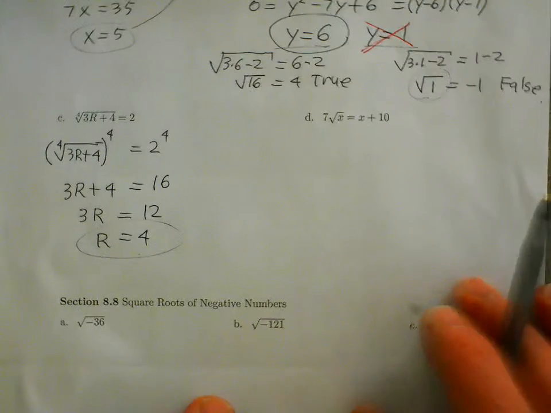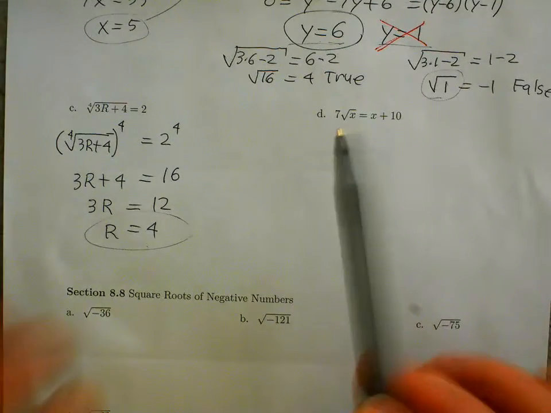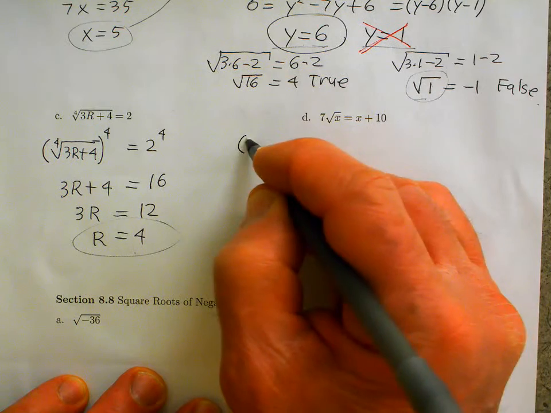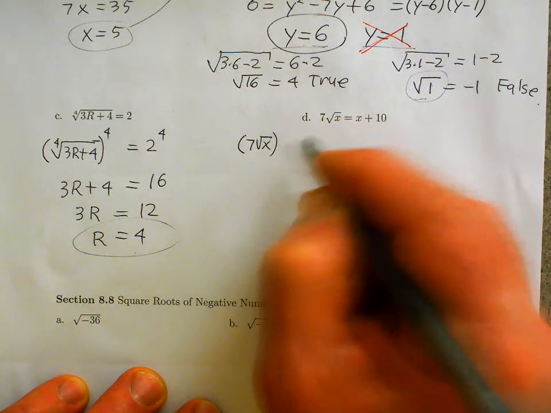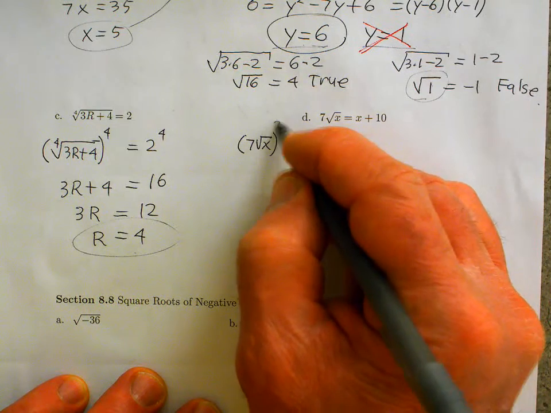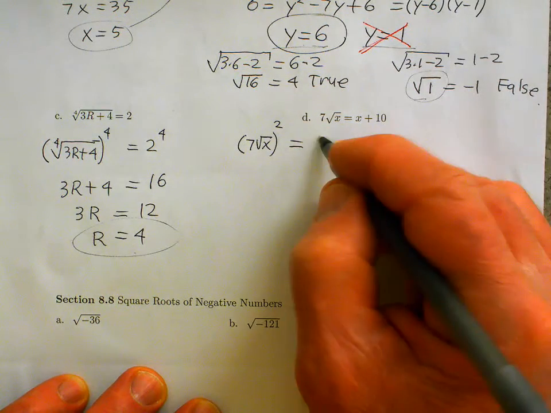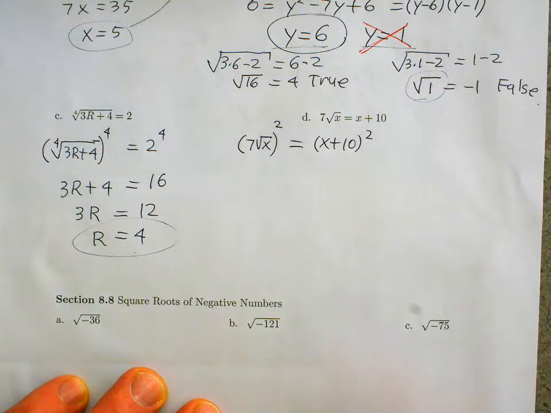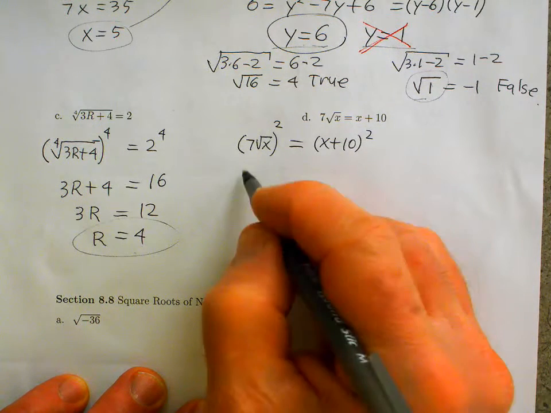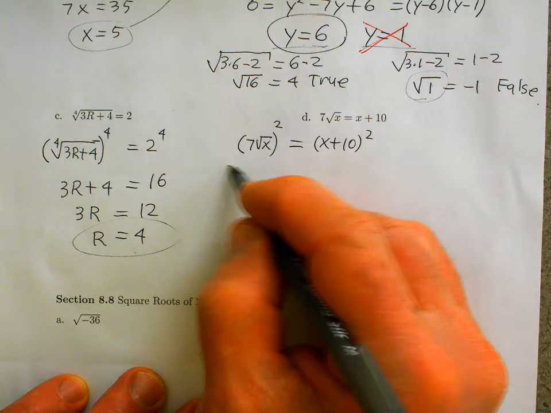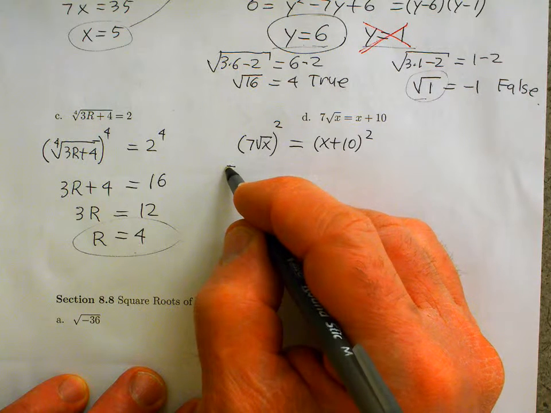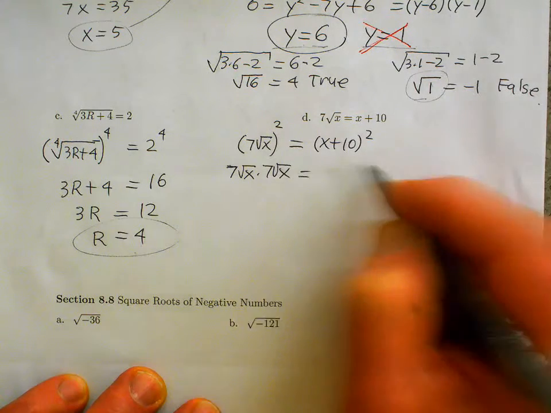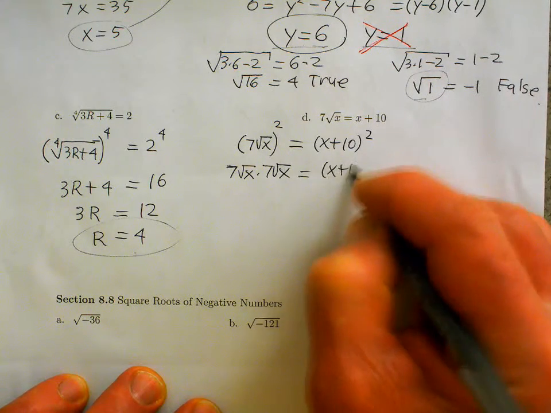Okay, the next example, 7 times the square root of x equals x plus 10. So for this one, just begin by squaring both sides. Square the quantity 7 times the square root of x on the left-hand side, and on the right-hand side, square the binomial x plus 10. When you square 7 times the square root of x, remember what that means. Maybe I should write it out. 7 times the square root of x times 7 times the square root of x. When you square x plus 10, that means x plus 10 times x plus 10.